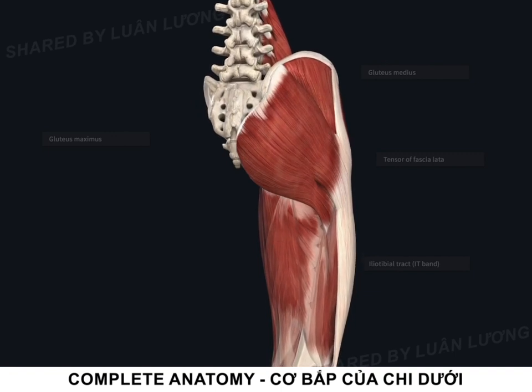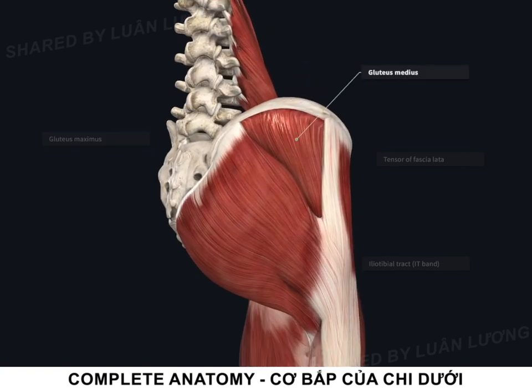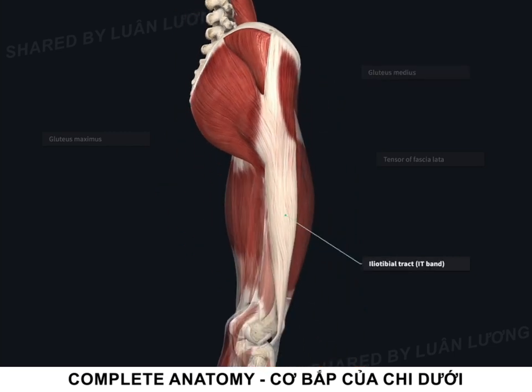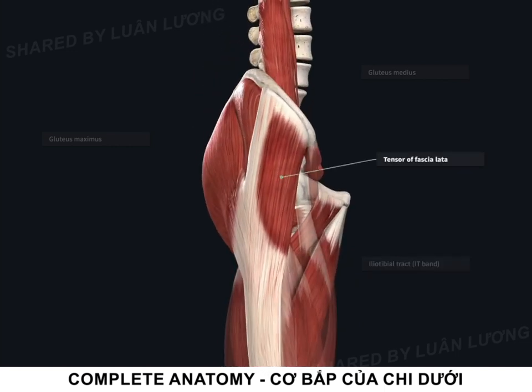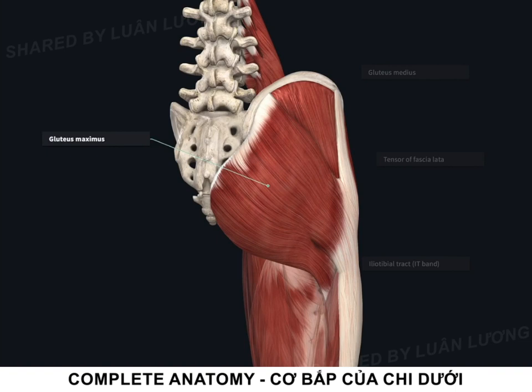Let us talk about 4 structures important in the superficial gluteal region. The gluteus maximus, the gluteus medius, which you see only the upper part of here, the iliotibial tract, or IT band, and the tensor fasciae lata. The gluteus maximus is a muscle that overlays the hamstring muscles. It is a thick, flat sheet of muscle and is actually the largest muscle in the gluteal region.